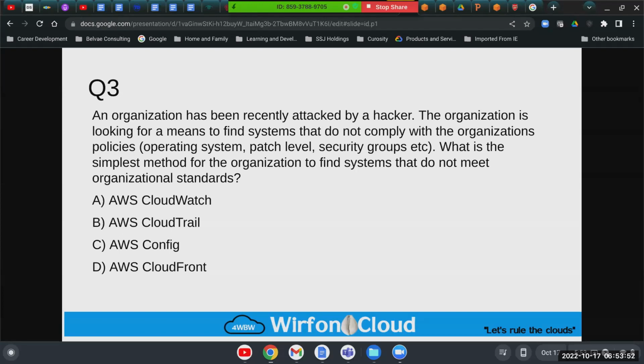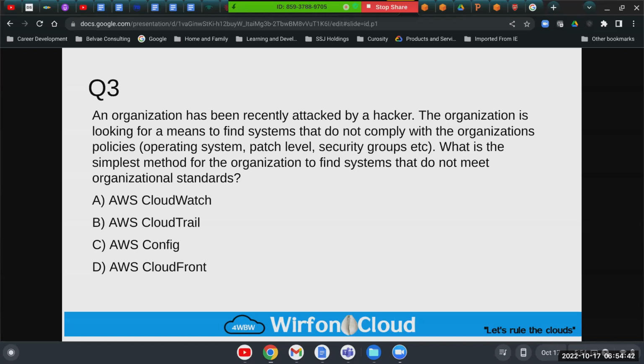An organization has recently been attacked by a hacker. The organization is looking for a means to find systems that do not comply with the organization's policies. That is operating systems, patch level, security groups. So you can take organizations' policies to be like organization standards. What is the simplest method for the organization to find systems that do not meet the organizational standards? Is it A, CloudWatch? Is it B, AWS CloudTrail? Is it C, AWS Config? Is it D, AWS CloudFront? Answers in the chat, please.